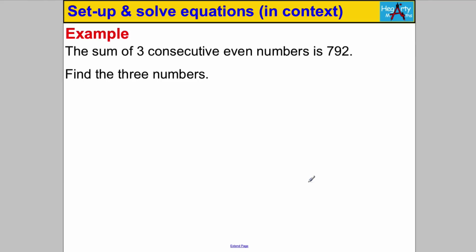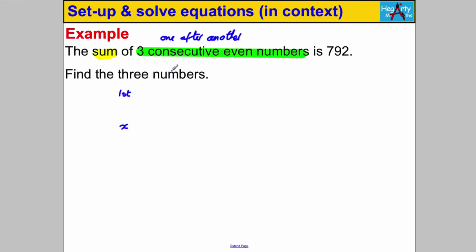Imagine we're told the sum of 3 consecutive even numbers is 792. Find the 3 numbers. Now, in order to do this, we need to introduce some algebra. Firstly, it's telling us the sum of 3 consecutive even numbers. Now, what does consecutive mean? Consecutive means one after another. Now, we don't know what these numbers are. We're asked to find the 3 numbers. But what could we call the first number? What do you think would be a good name for the first number? Well, why don't we call the first number x?